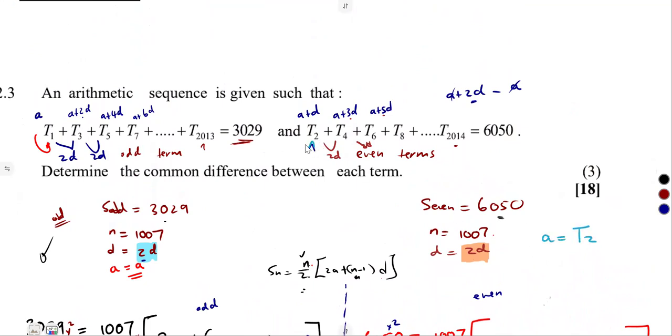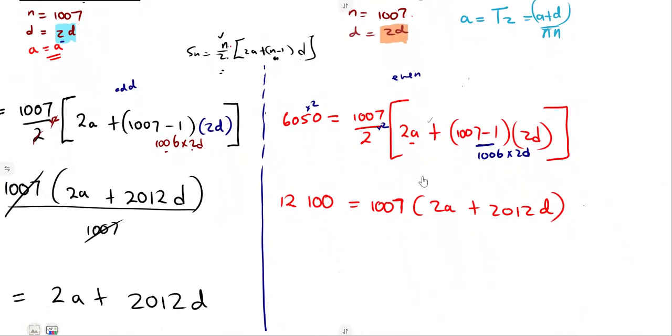Our a represents T2. That's for the even terms. And T2 is going to be what? A plus D. So that will be your first term for the even terms. Your first term is T2, and it is A plus D for an arithmetic sequence. So that was going to affect our question.